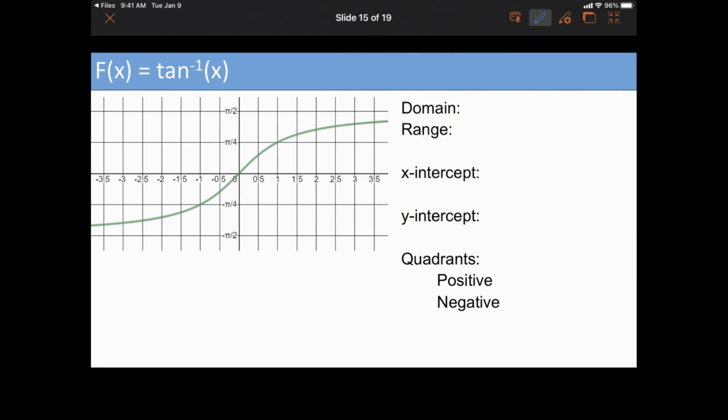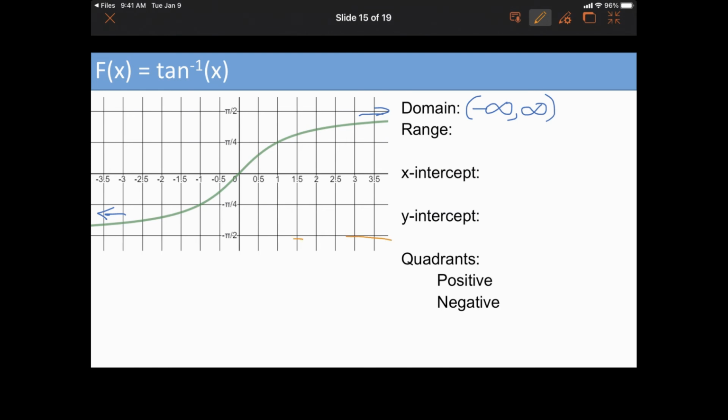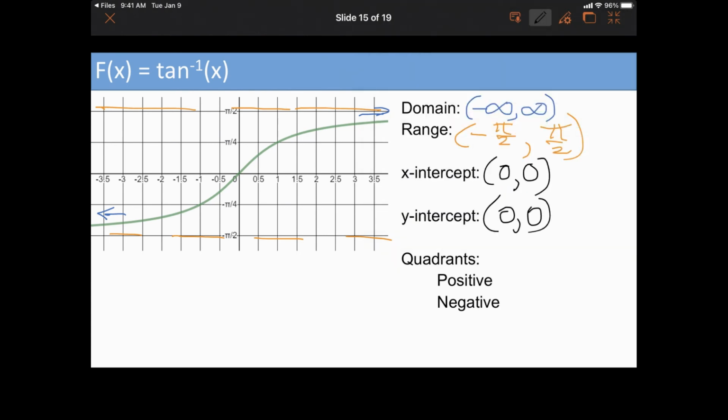Right, so the domain, you can see that it's going on forever, right? In this direction and that direction. So it's all real numbers, so it's parentheses, not equal to. The range, here, so you can see that it is approaching negative pi over 2 and pi over 2. The x-intercept is 0, 0.